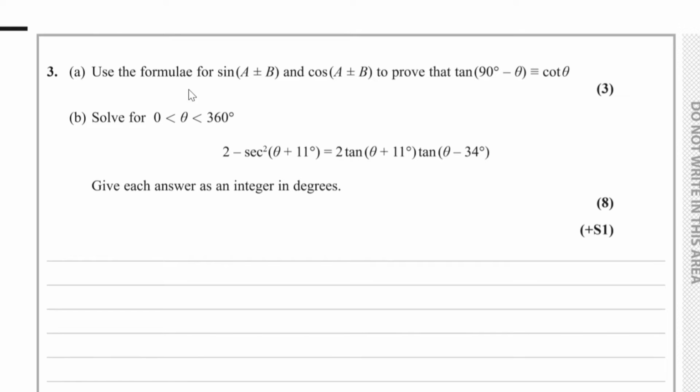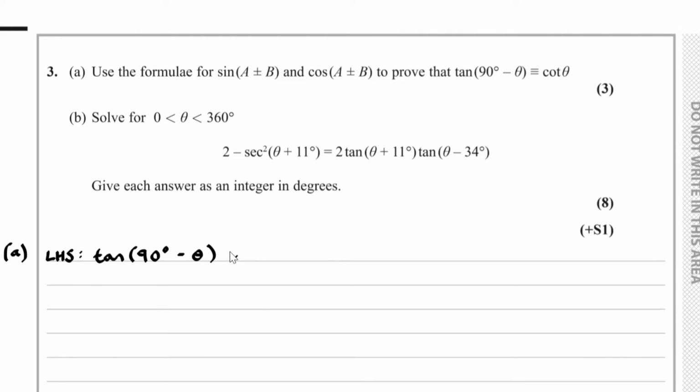Question number 3. For part A, we have to use the formulae for sine of a plus minus b and cos of a plus minus b to prove that tan of 90 degrees minus theta is equivalent to cot theta. So, for part A of the question, if we focus on the left hand side, then you can see we start off with tan of 90 degrees minus theta.